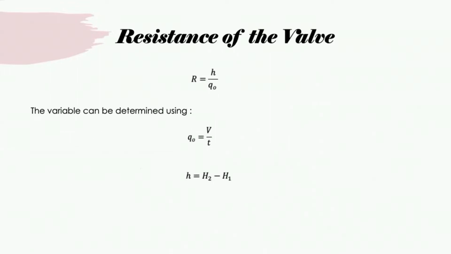Resistance of the valve. We need to determine the variables in the transfer function. Resistance is equal to the change in height over the output flow rate. QO is equal to the volume, which in our experiment was fixed to 3.78 liters and 5 liters, divided by the time needed to fill these buckets. The change in height is simply the difference in the water height of the bucket after each respective container was filled.